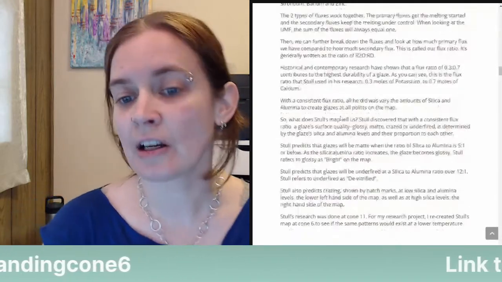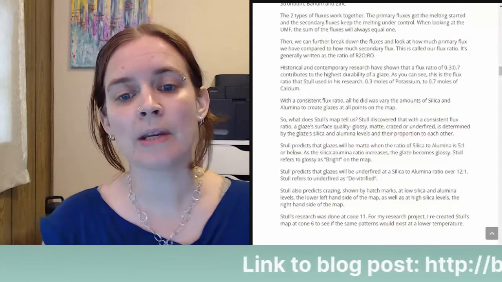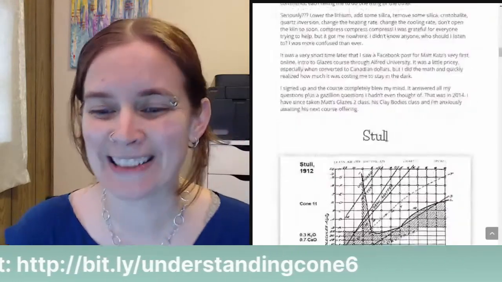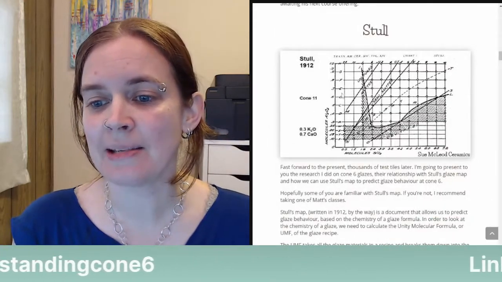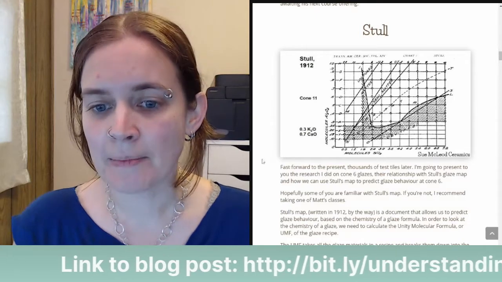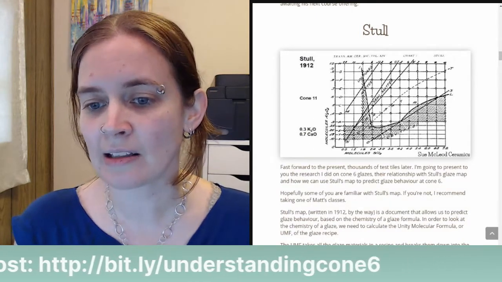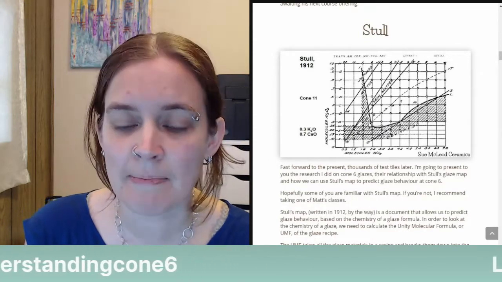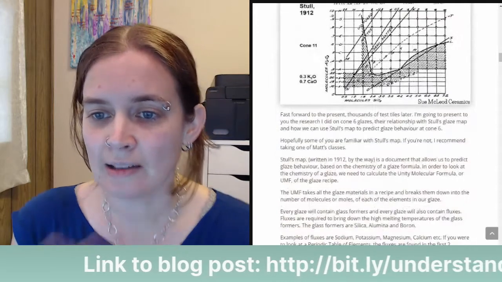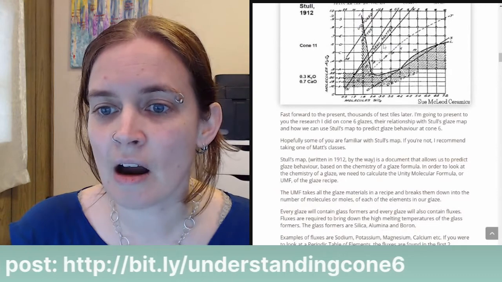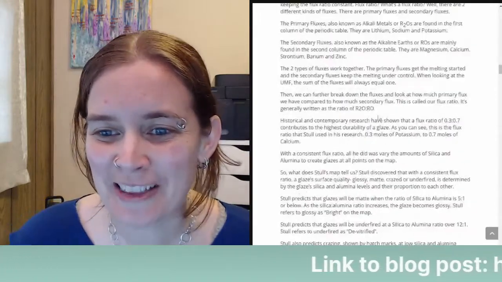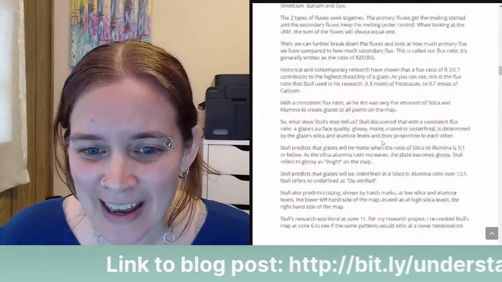Okay, so with a consistent flux ratio, all he did was vary the amounts of silica and alumina to create glazes at all points on the map. So let me go back to the map. All points on this map, the only variables are the silica, which are on the x-axis, and then the alumina are on the y-axis. So the fluxes always stay the same. You can make a glaze recipe for any point on this map by keeping the fluxes the same and then just changing the silica and alumina levels. So that is what Stull did originally. Every little circle that you see on this map represents a glaze recipe that he tested. Sorry, I have to keep going back and forth to show you the pictures. Okay, where was I? Here.